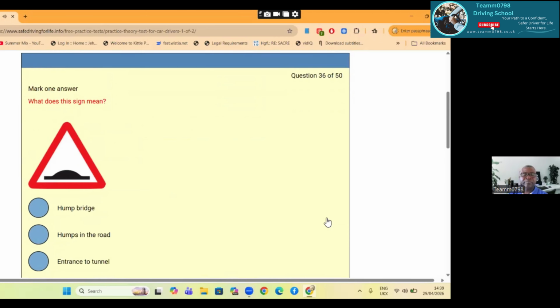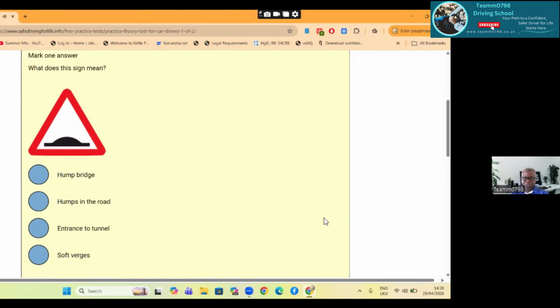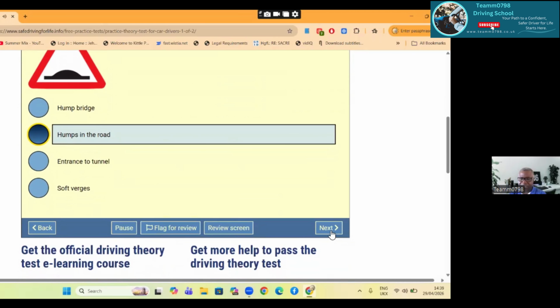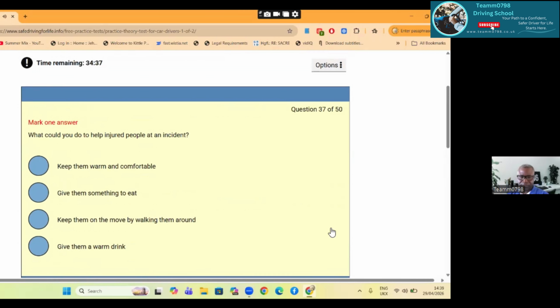Mark 1 answer. What does this sign mean? If it's a handbrake, there'll be a hole in the picture there, but there's no hole there. This shows humps in the road. It's not an entrance to a tunnel or subway. That's not correct.